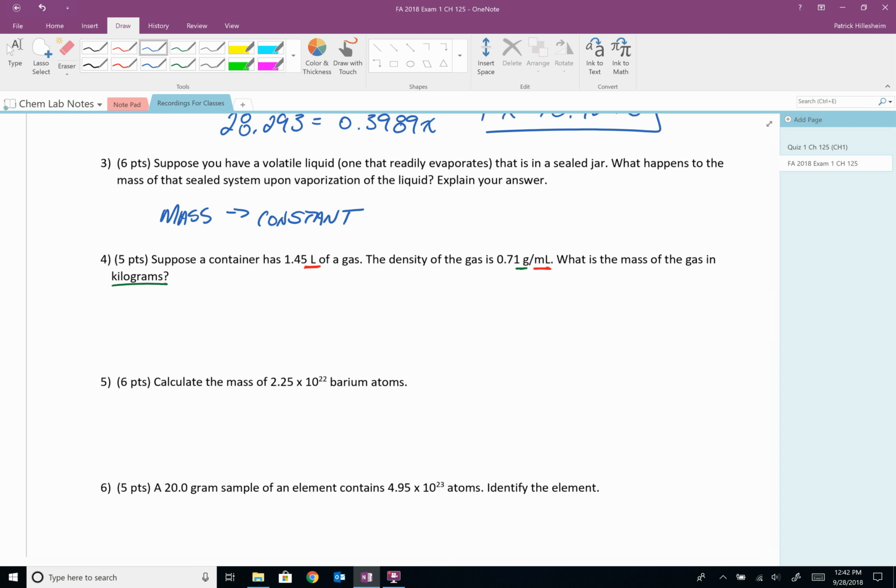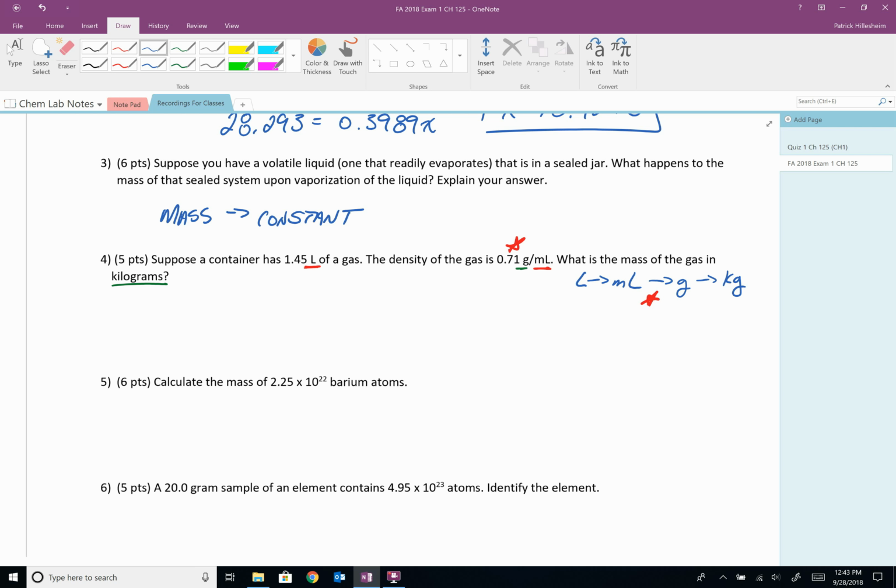So let's plot out our roadmap. We've got to convert liters into milliliters, right? We've got to convert that into grams and then into kilograms. We're given liters of gas. We're going to convert that into milliliters of gas, right? And then we're going to convert milliliters of gas into grams. And we do that using the density. So converting volume to mass, we need density. And then we're going to convert grams into kilograms.